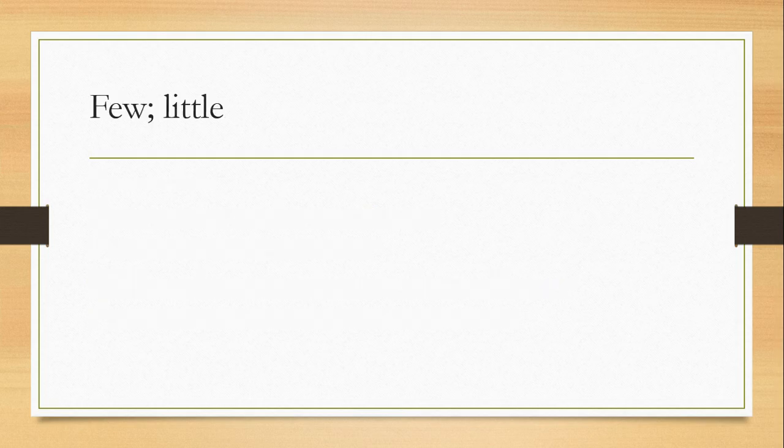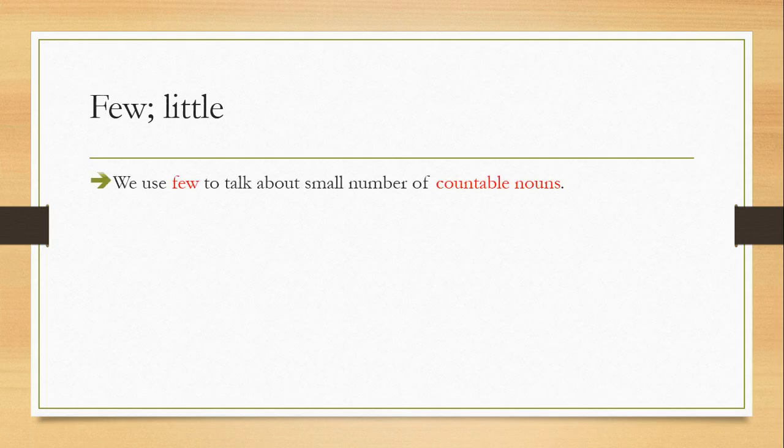few and little. So few means small number of something, and little means small amount of something. So we use amount for uncountable nouns and number for countable nouns. So few is used with countable nouns, and little is used with uncountable nouns. So we use few to talk about a small number of countable nouns. For example, we managed to see few tigers in the distance.